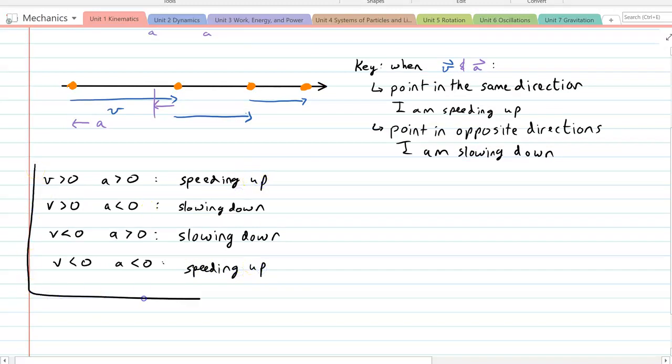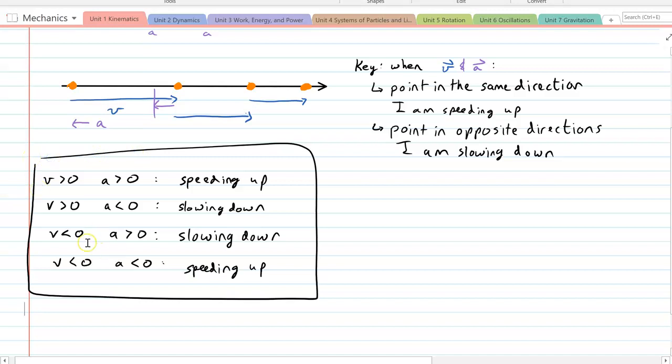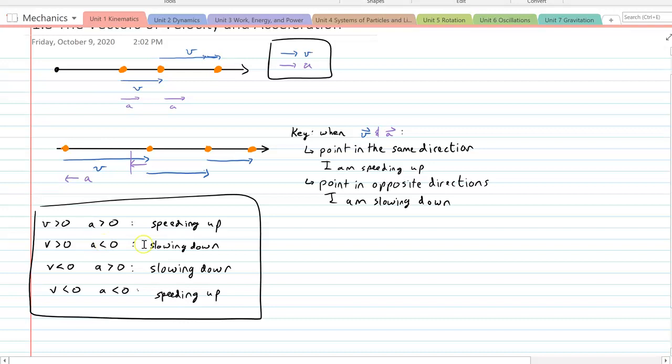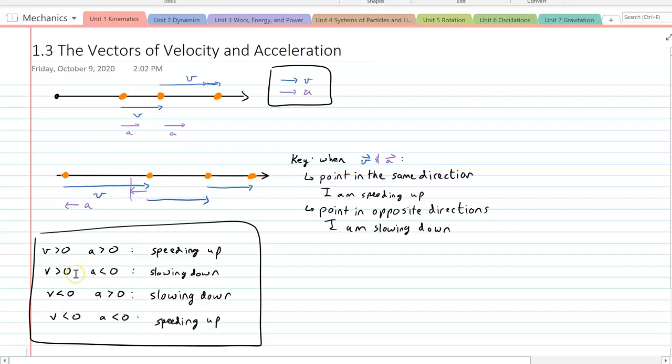This is the summary I would like to show you. This is the summary of the whole thing. They can kind of deceive you sometimes by saying, oh, I'm moving left though, but my acceleration is moving right. I have to be slowing down no matter what, because I'm moving left initially, right?